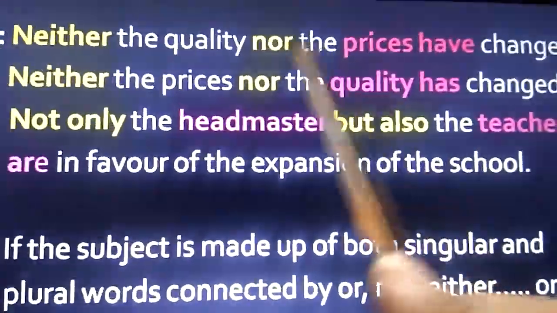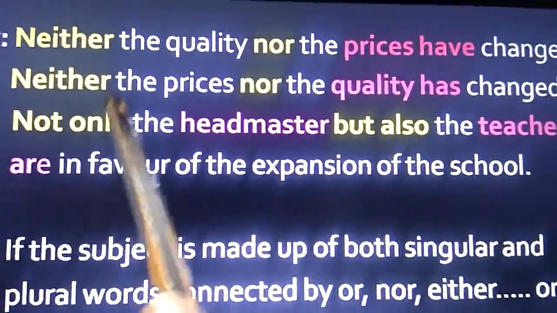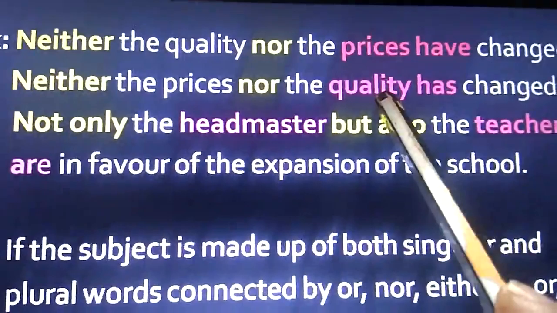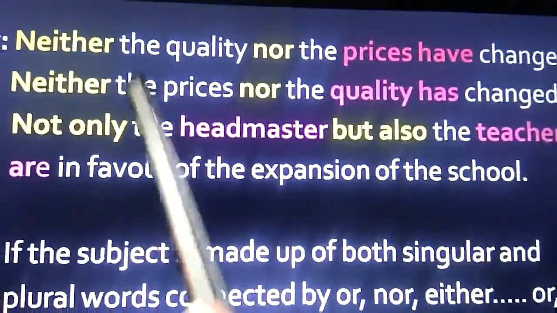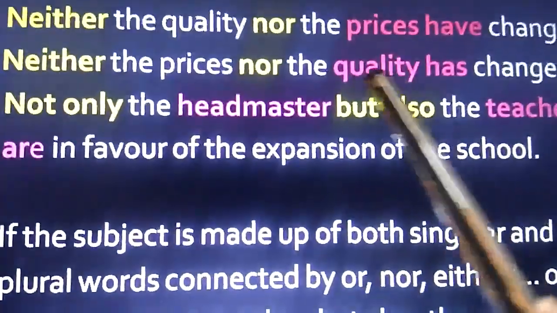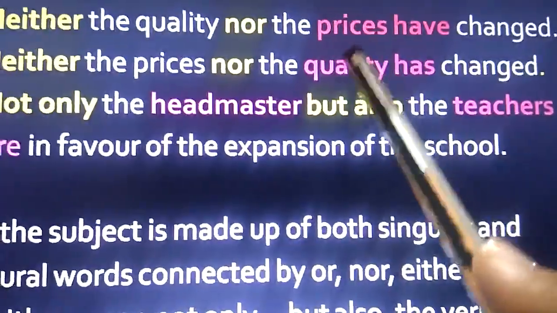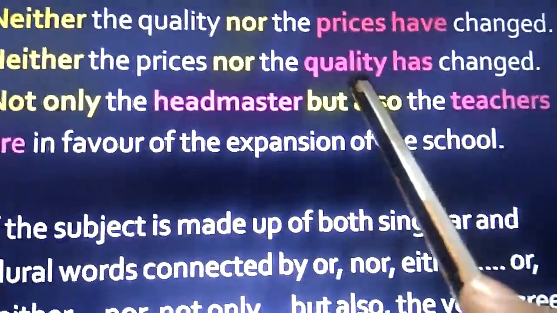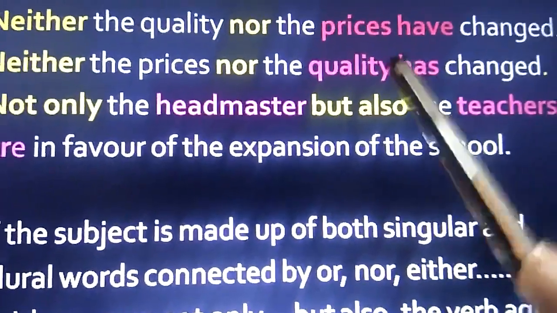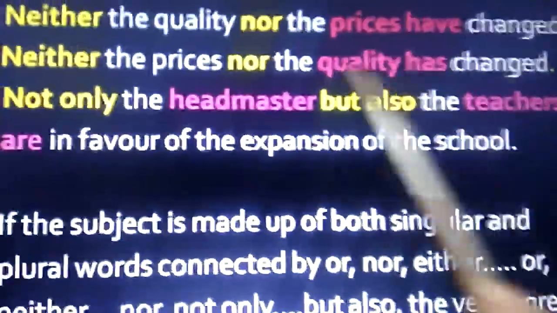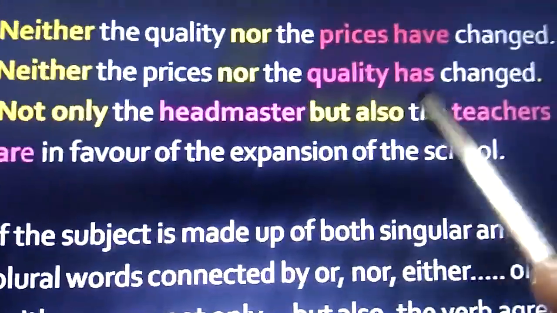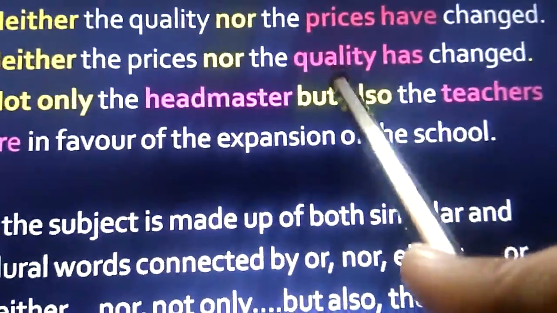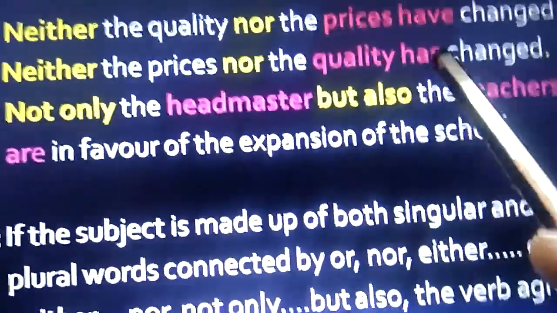See, in the second sentence, we have interchanged these things. Neither the prices nor the quality has taken the second position. So neither the prices nor the quality, see here, the verb is near to this particular second subject. The second subject is in singular form, so it is near to the verb, so the verb also should be singular. So neither the prices nor the quality has changed. Why have we used a singular verb here? Because the nearer subject is singular, and so we have used a singular verb.